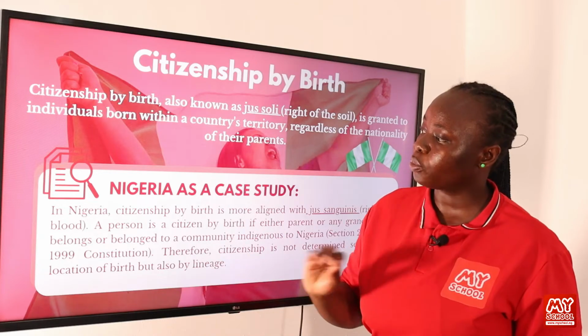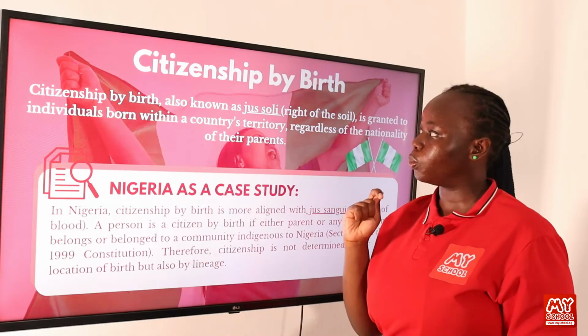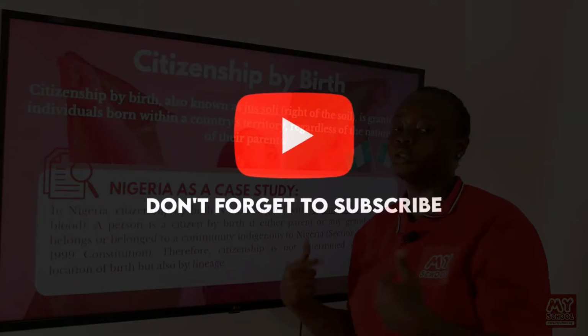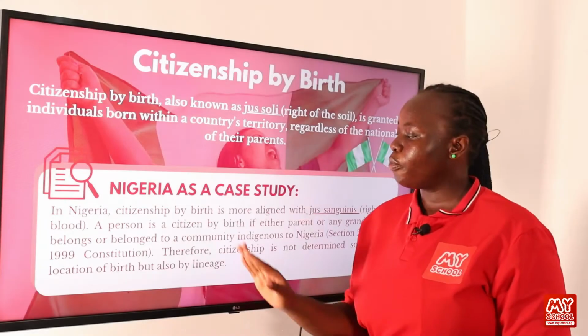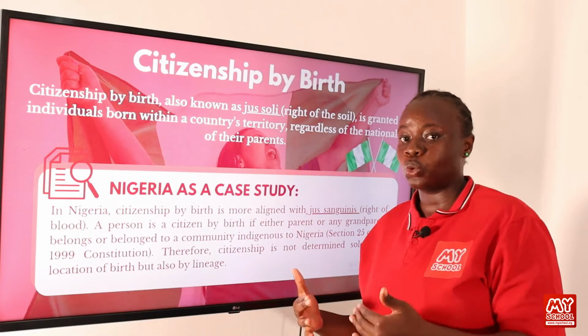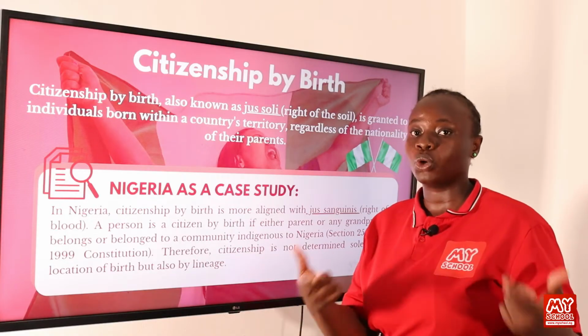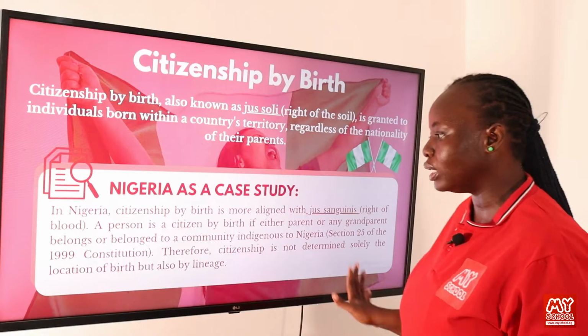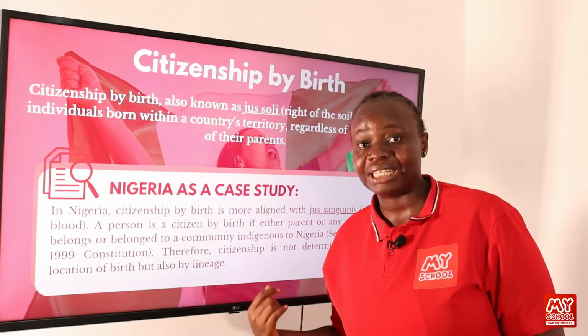So it is different from the way it works in most other countries of the world. Jus soli is right of the soil. You have to be born in that country in order to qualify for citizenship. But for jus sanguinis, your parents or one of your grandparents have to have been born in that country in order for you to qualify for citizenship. So therefore, citizenship is not determined solely by the location of birth, but also by lineage.